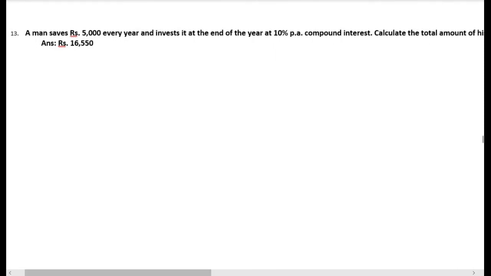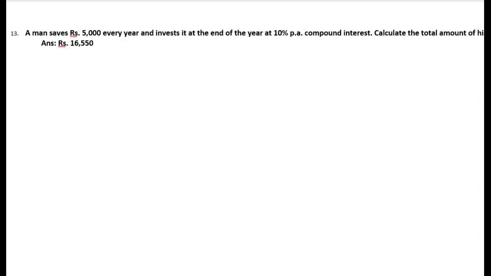What is question number 13? A man saves rupees 5,000 every year and invests it at the end of the year at 10% per annum compound interest. Now see what he is doing. He is saving throughout the year. Every year he is saving, but he is investing at the end of the year.